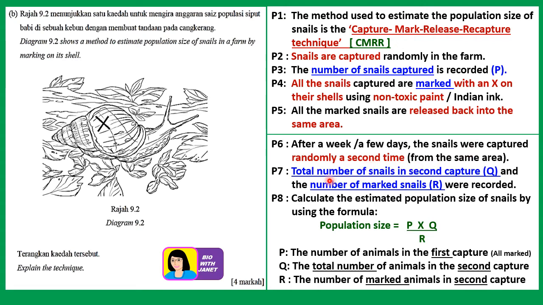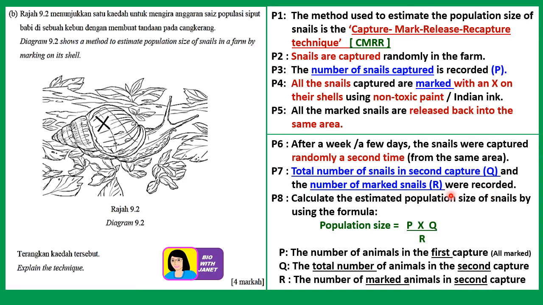Then after you have recaptured them, you have to count. The total number of snails in the second capture is referred to as Q, and you must also count how many snails in that total are marked. Let's say you captured 20 snails. Count how many of them are marked. Maybe 5 of the snails are marked. So record these two numbers in your table.